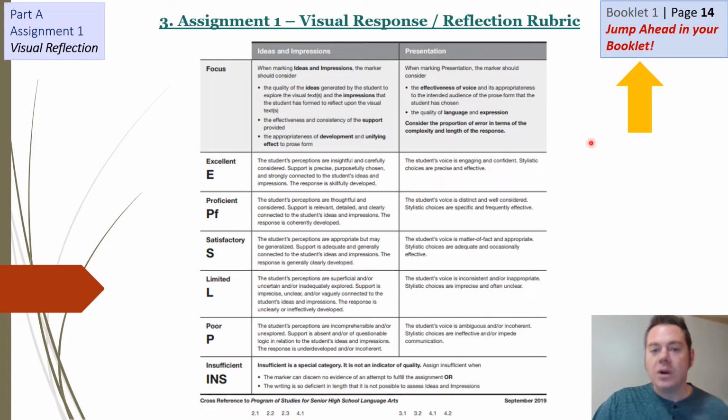So presentation now covers everything else. It's looking at the writing and the structure and the flow and the voice and all these kinds of things. And notice it says consider the proportion of error in terms of the complexity and length of the response. So there really is sort of a ratio of error here. 10 spelling errors across half a page or one page as opposed to 10 spelling errors across 2 pages, right? Ratio of error. And also the complexity of the writing and the complexity of the idea help balance out some of those errors.